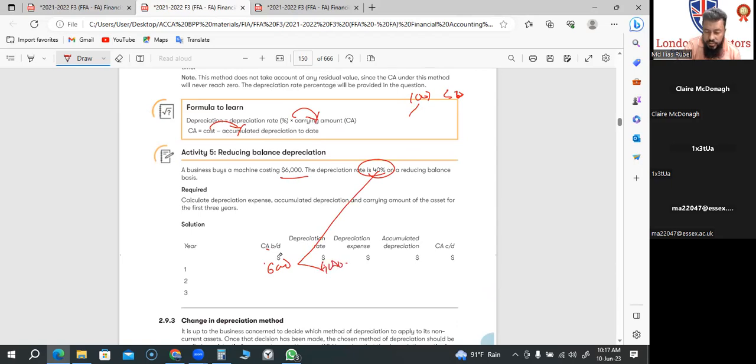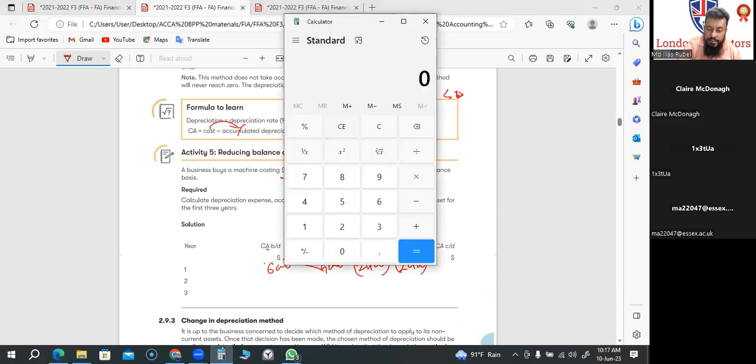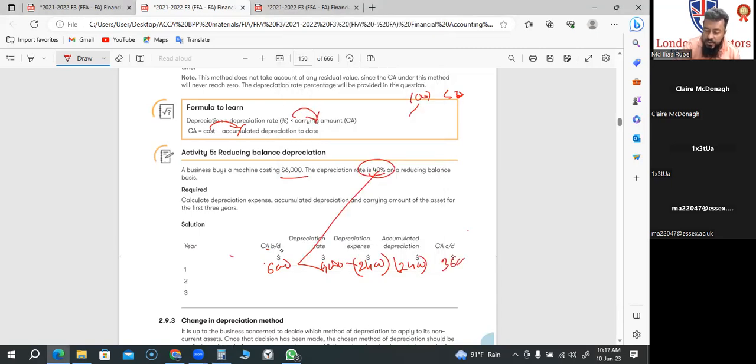Claire is already writing to me. Is it 2,400? Can you confirm for me, everybody? And accumulated in the first year is the same thing, 2,400. Let me double check, times by 40%. Brilliant, 2,400 is the right answer. And that is your depreciation for the year. 3,600 is your closing carrying amount.